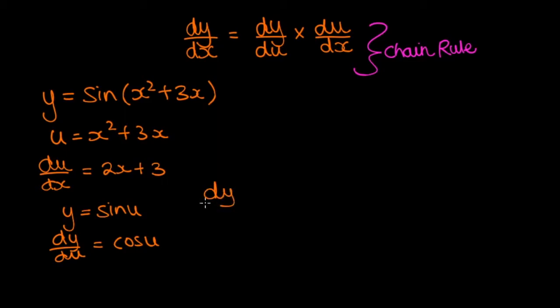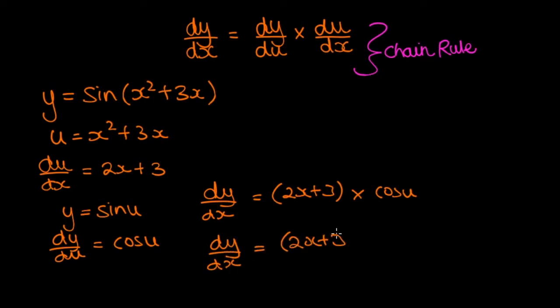So dy by dx is equal to 2x plus 3, that's du by dx, multiplied by cosine u, which is dy by du. Now we're not done yet. The last thing that we have to do is replace the u in this equation with what we defined it to be originally. So remember, u is x squared plus 3x, therefore dy by dx is equal to 2x plus 3 multiplied by cosine of x squared plus 3x. And so this is the derivative of sine of x squared plus 3x.